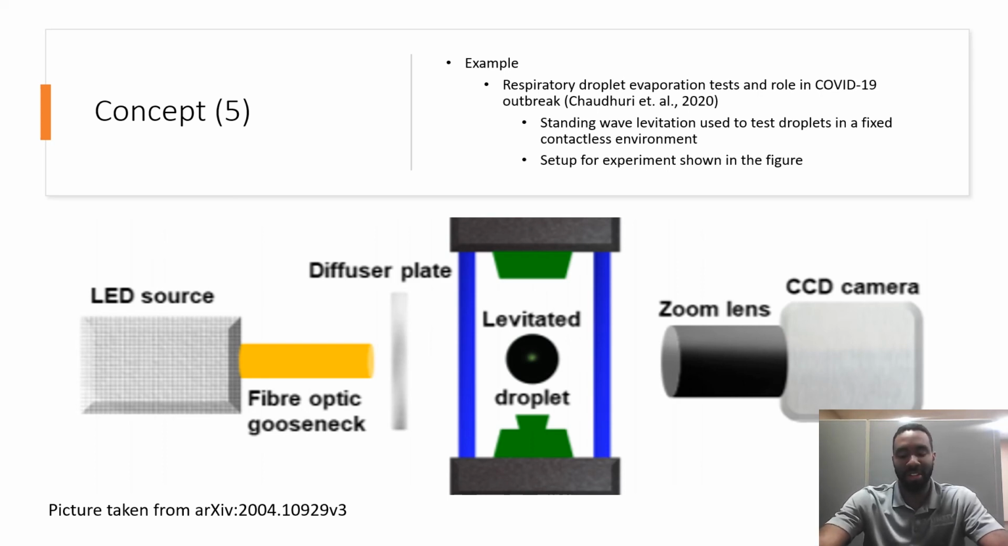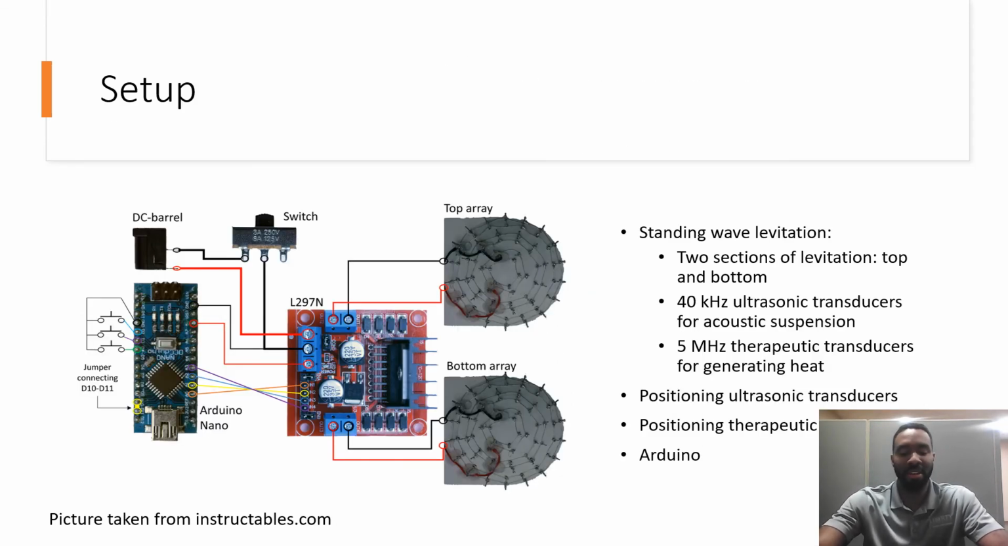For this research experiment, a similar setup will be used with a few additions including Arduino hardware and software and therapeutic transducers. The ultrasonic transducers will be separated into a top and bottom section, and the two therapeutic transducers will be placed within proximity of the levitating sample and will not interfere with the sound waves produced in the environment.